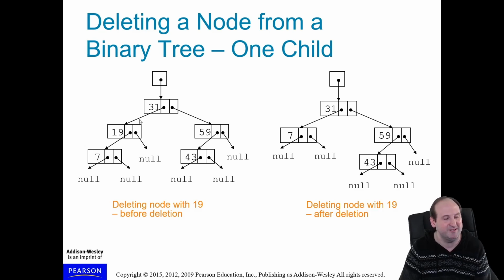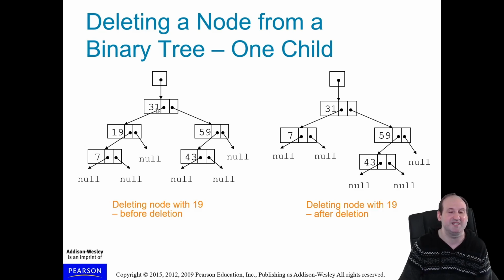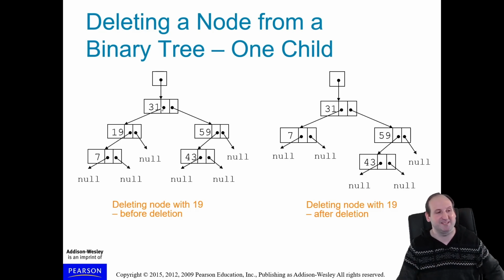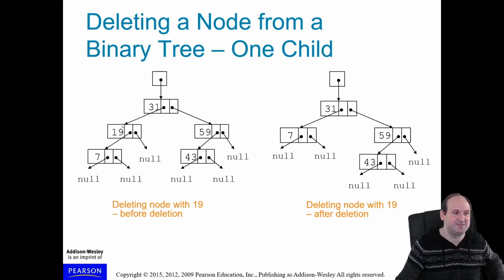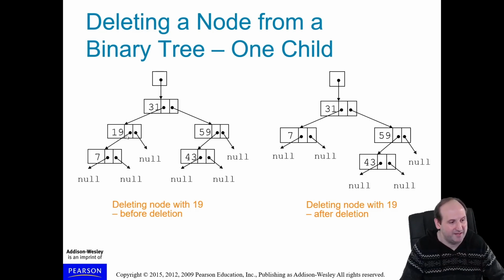My 19's parent is 31, and you have to watch out for this because it's not a doubly linked list. So from the 19, I can't get back to 31. At least with this structure, there's no pointer back. So I have to maintain the parent and the child as I go. With one child, left or right, this pointer, which pointed to 19 previously, now needs to point to 19's child. This one needs to come around and point to 7, and then it doesn't matter what's going on, I can delete the 19.